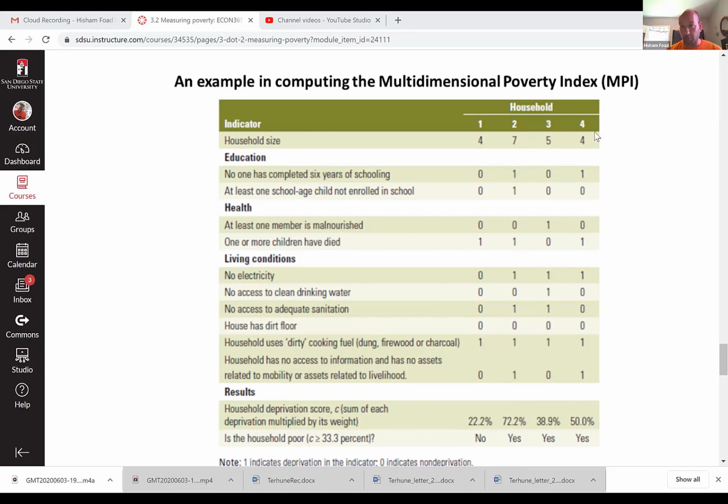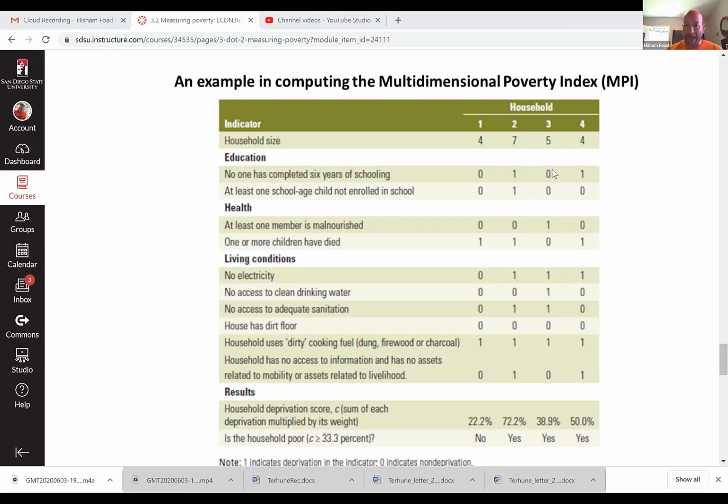However, households 2, 3, and 4 are in MPI poverty. Household 2 is in MPI poverty because right away, if you just look at their education, they suffer from both of those deprivations. Nobody in the household has 6 years of schooling, and they have at least one school-age child not enrolled in school. All right. They have had a child die, and then they lack electricity, they lack clean cooking fuel, and they don't have any of those assets. So if you add up all the deprivations, 0.167, 0.167, 0.167, 0.056, 0.056, 0.056, 0.056, basically they suffer from 72.2% of the deprivations of poverty. So that's a really poor household.